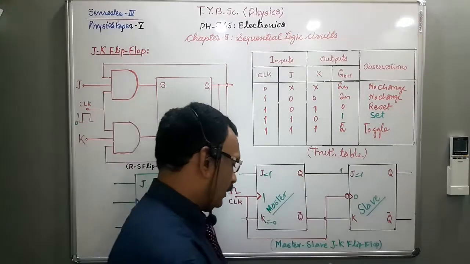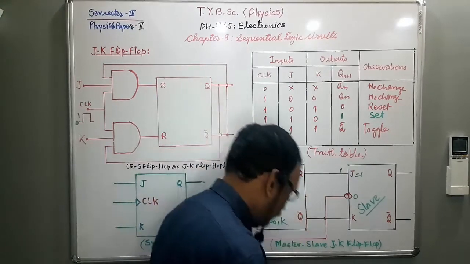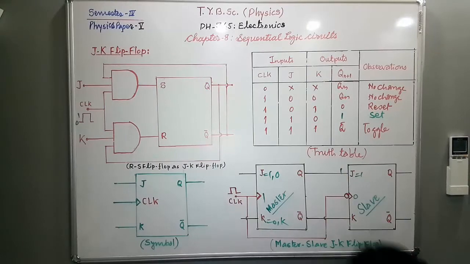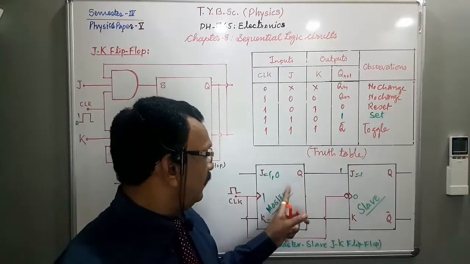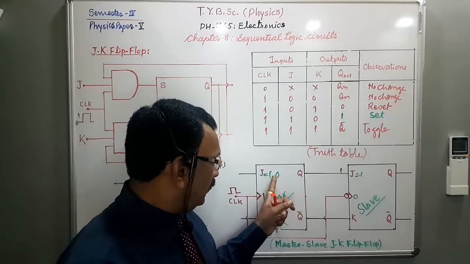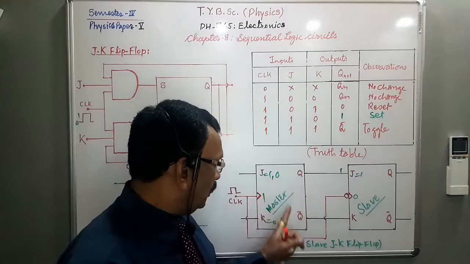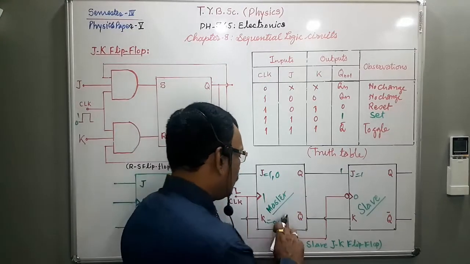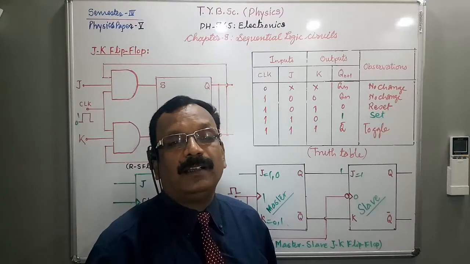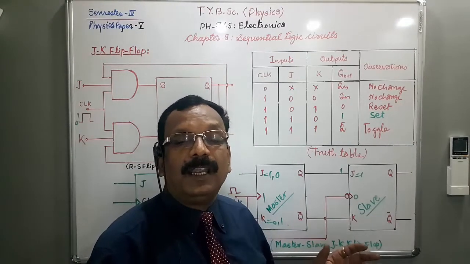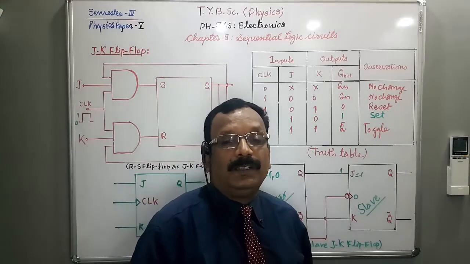Similarly, for J equal to 0 and K equal to 1, what happens? The master will reset. First of all, for J equal to 1 and K equal to 0, the master will set. And for J equal to 0 and K equal to 1, the master will reset at positive clock and the slave at negative clock. In this way, it works.